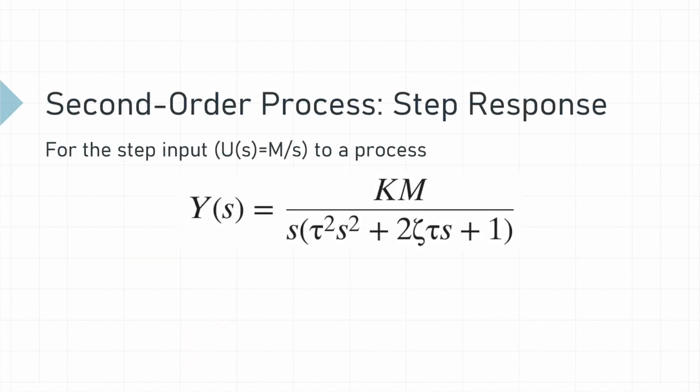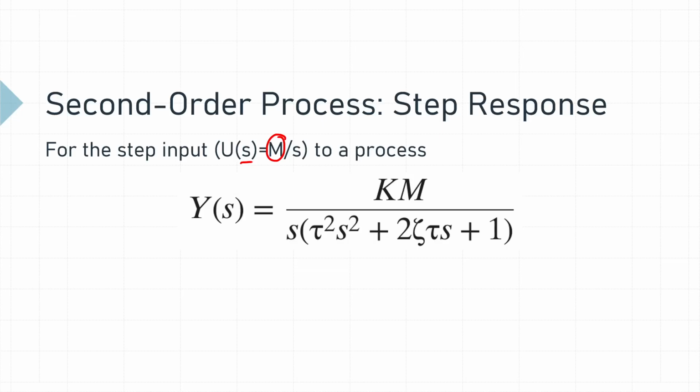Okay. For the step input U(s) equals M over s, remember the step input is just of a certain magnitude in the s domain, the magnitude over s, going into a process. That's the input. Remember the diagram from the previous slides. We're just going to multiply this by K and also multiply s to our characteristic equation, our denominator. After this, we could invert this to the time domain.